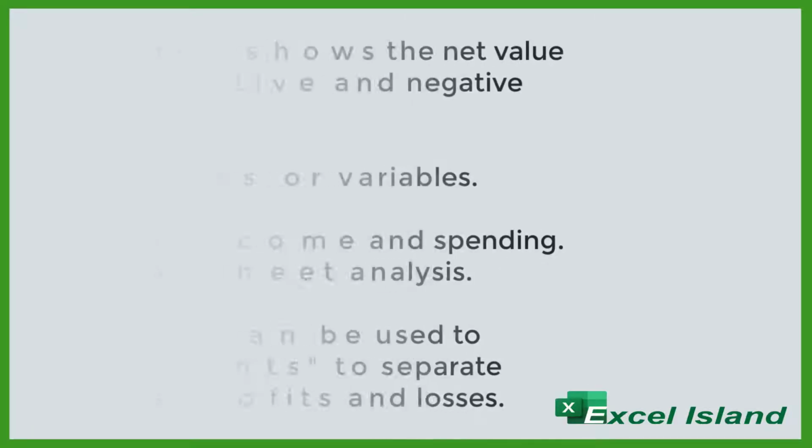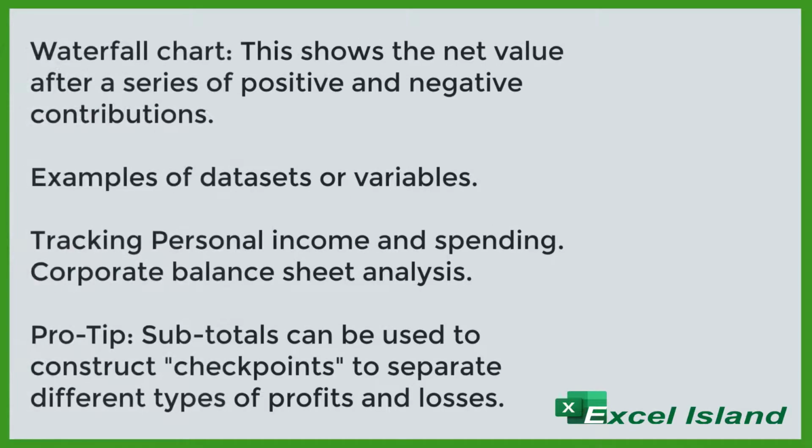The number 14 type of chart and graph we'll be looking at is what is called the Waterfall chart. The Waterfall chart is used to show the net value after a series of positive and negative contributions. Examples of data sets you can use for this chart type are maybe you want to track your personal income and spending, or corporate balance sheet analysis.